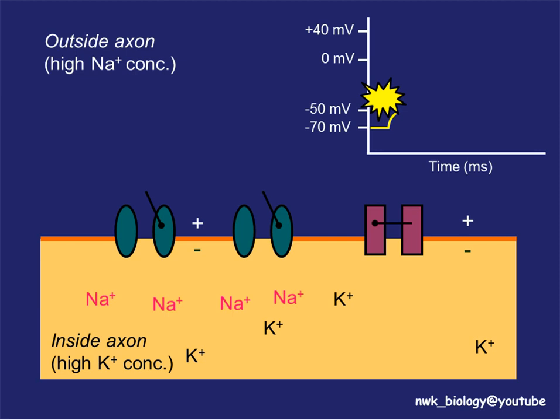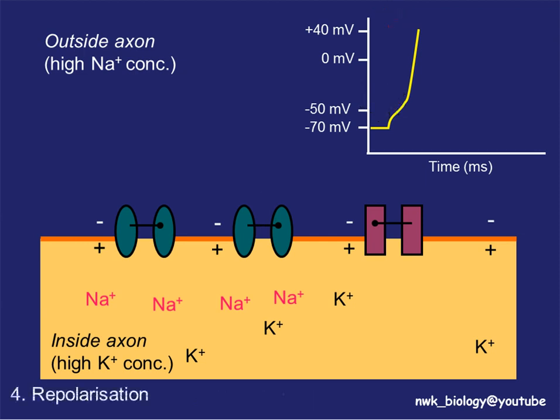This makes the inside of the axon become more positive than outside. And now the axon is at its depolarization stage. Depolarization refers to reversing the original polarity of the axon membrane. When the membrane potential reaches positive 40 millivolts, all the voltage-gated sodium channels will close, and now it moves to the fourth stage called repolarization. At the repolarization stage, the voltage-gated potassium channels will open.